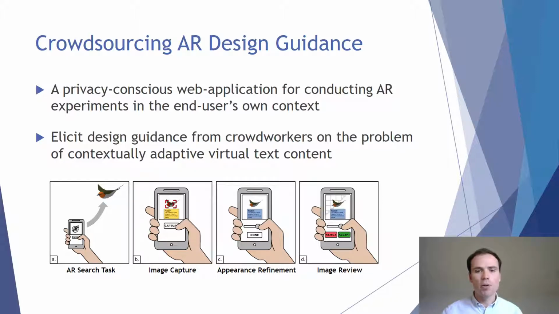This is delivered by a privacy-conscious web application delivering a low-fidelity, mobile-based AR experience. To demonstrate this approach, we elicit design guidance relevant to the contextual adaptation of text content. Crowdworkers perform the context capture and appearance feedback task in their own physical context. The method has 4 key stages, which I will go through now.